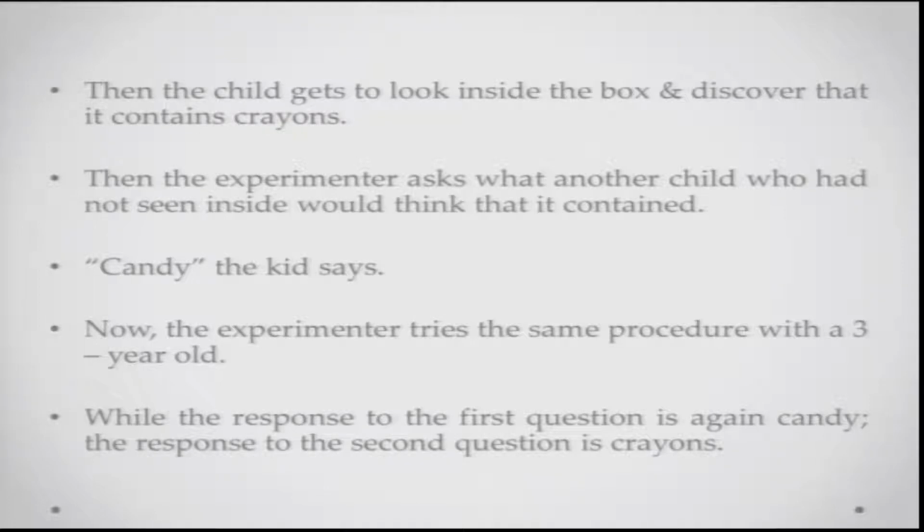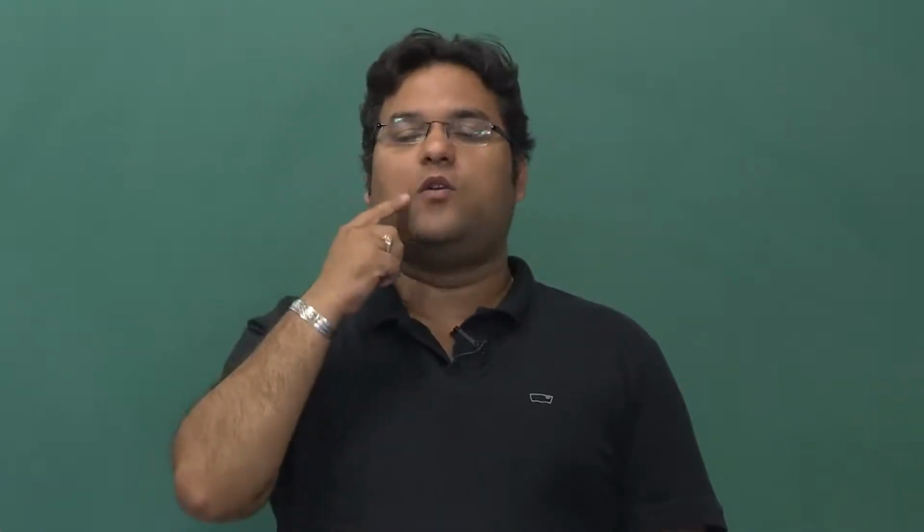Now, just hold on with this one. The first two questions have been asked to 5-year-old kids. Now the experimenter tries the same procedure with a 3-year-old kid. Same question, same kind of procedure. The first answer is again candy, but when you ask the second question, what will the other person think is in this box now that you know there are crayons, the child answers, no, I think the other person will also think that there are crayons.